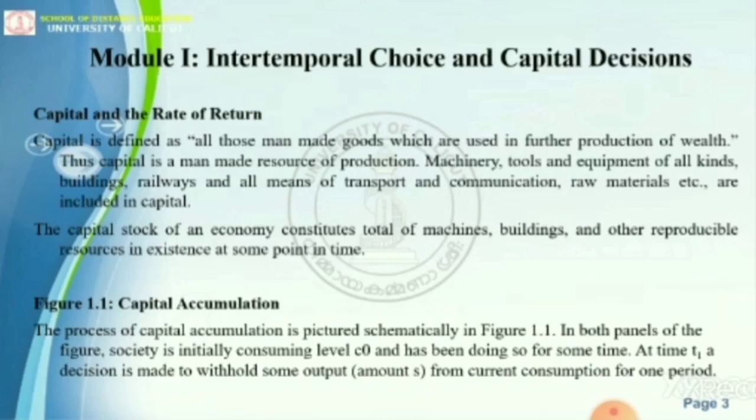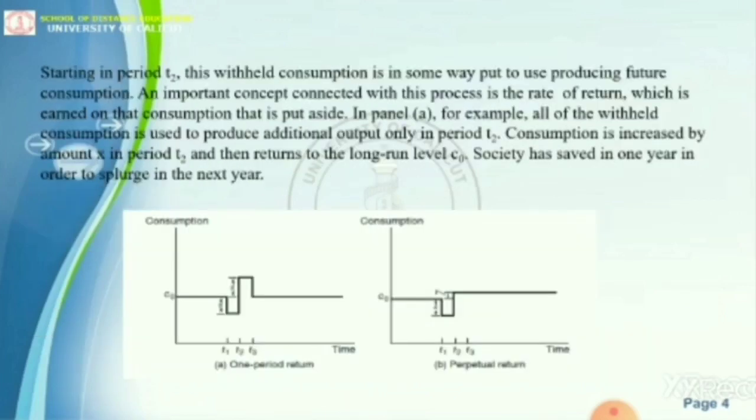The process of capital accumulation can be seen in the next picture. In both panels of the figure, society is initially consuming a level C0 and has been doing so for some time. At time T1, a decision is made to withhold some output, that is amount S, from current consumption for one period. Just look into that picture. Starting in period T2, the left side of the picture shows a one period return. The right side of the picture shows a perpetual return.